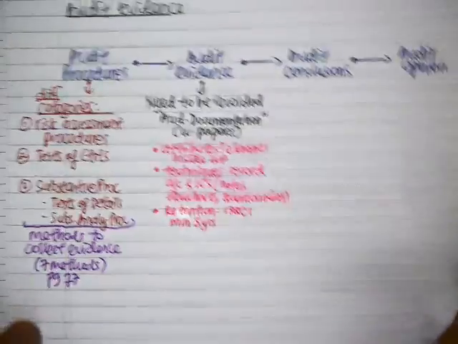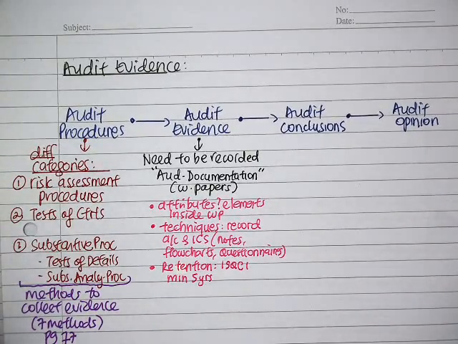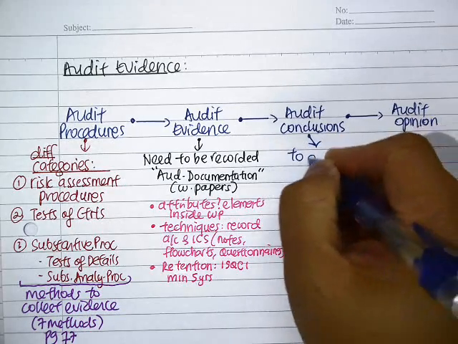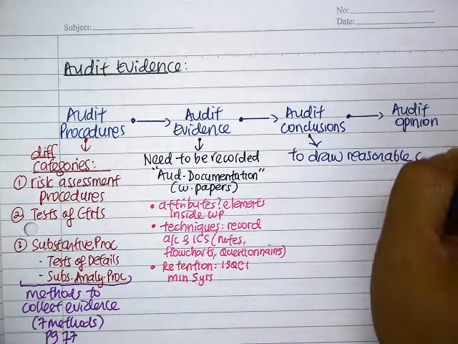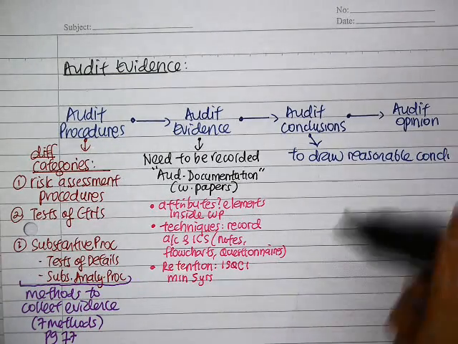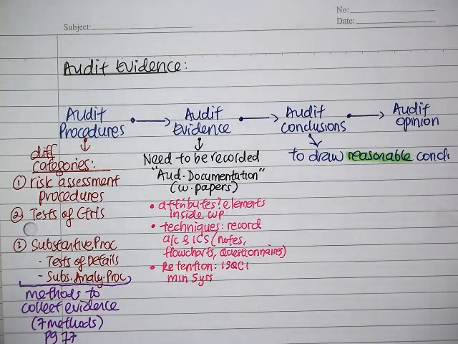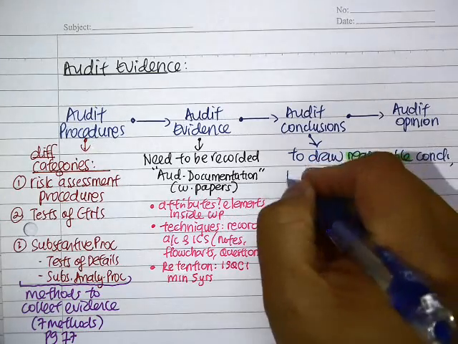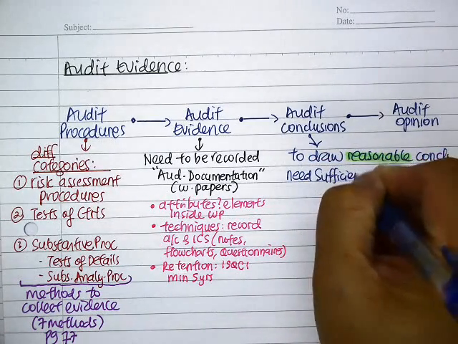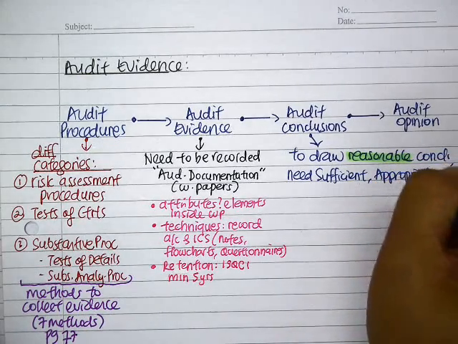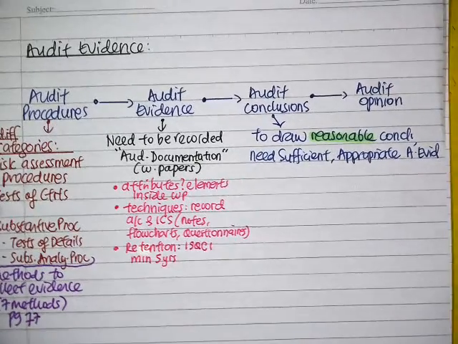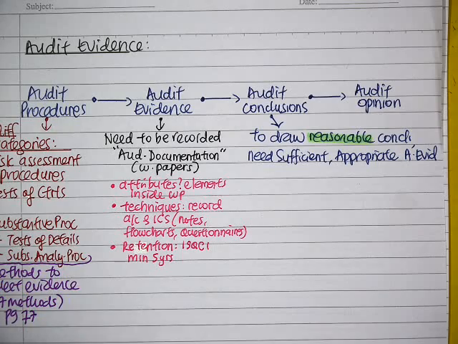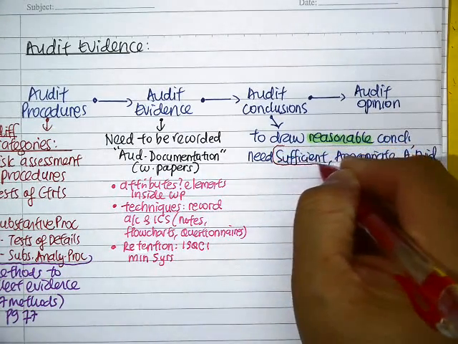Now we come to this part. If you recall just now, they say that when you draw your audit conclusion, the conclusion must be reasonable. The word is reasonable. To draw a reasonable conclusion, what's our requirement? Evidence must be what? Yes, evidence must be sufficient, appropriate audit evidence. That's what we need. So what is this sufficient and appropriate?